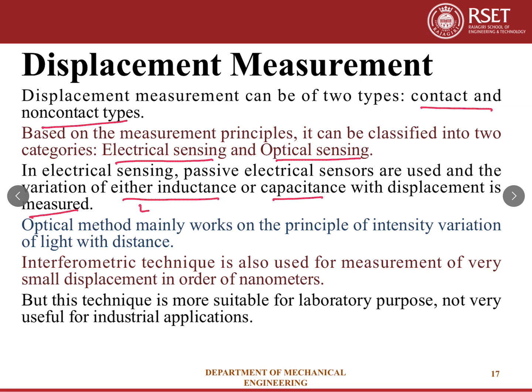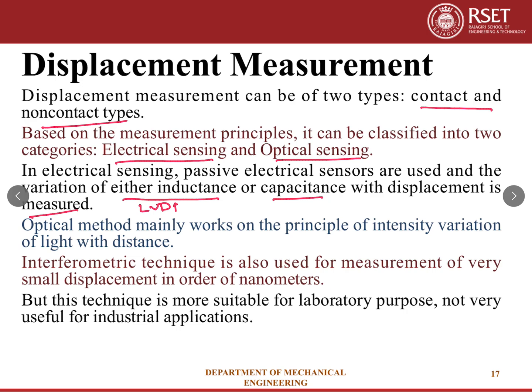The LVDT is an example. We have seen that in the body and tube, the displacement is transferred to a transducer where there is a change in the inductance, so it is a passive transducer. And finally, it gives electrical signals.